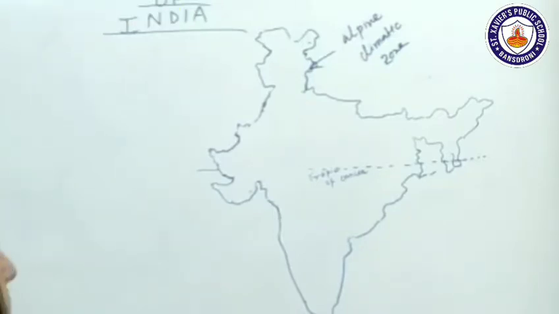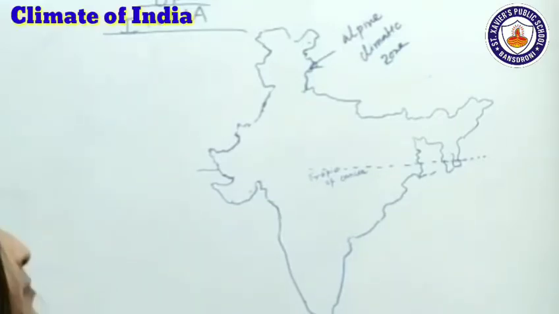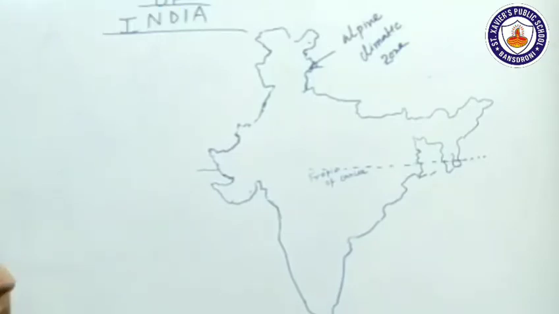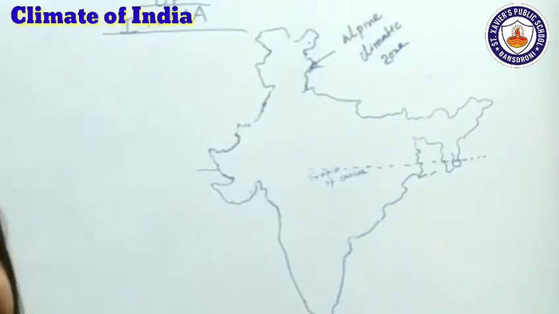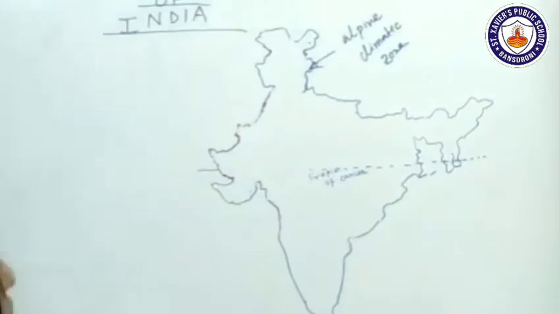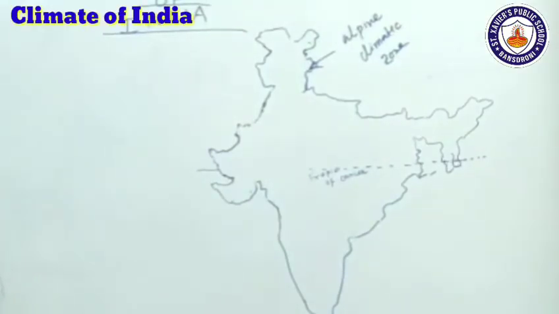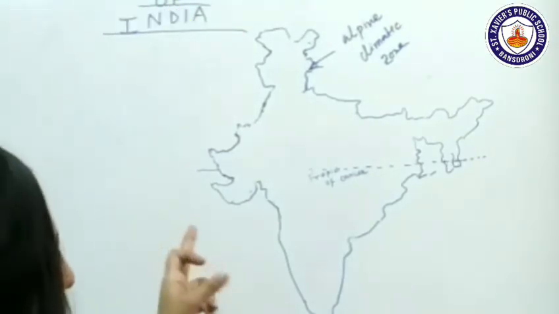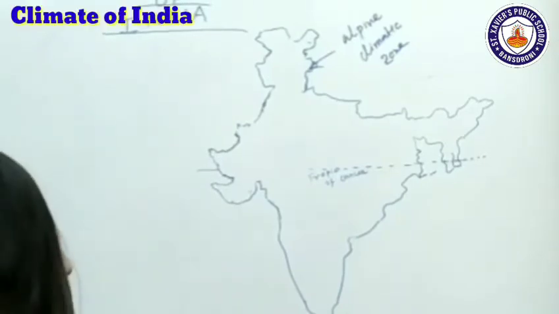I will explain about the climate of India. In the previous YouTube live class, I discussed the locational boundary and areal extent of the Indian subcontinent. So today I will explain about the climate of India. So, I will make a rough Indian map.